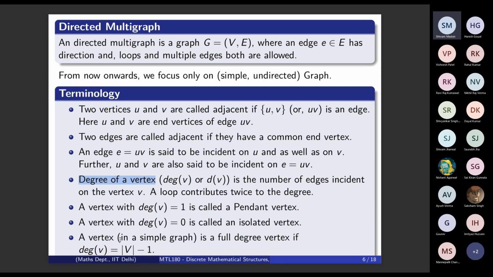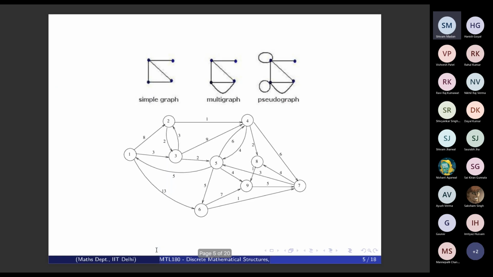Okay, and in a simple graph, we say that a vertex has full degree if degree of V is equal to the number of vertices minus 1. Now it is also clear, right? Here you can see that we have 4 vertices. Now if you look, this vertex has degree 4 minus 1, that is 3. So therefore it is a full degree vertex, because this is the maximal one for a simple graph.